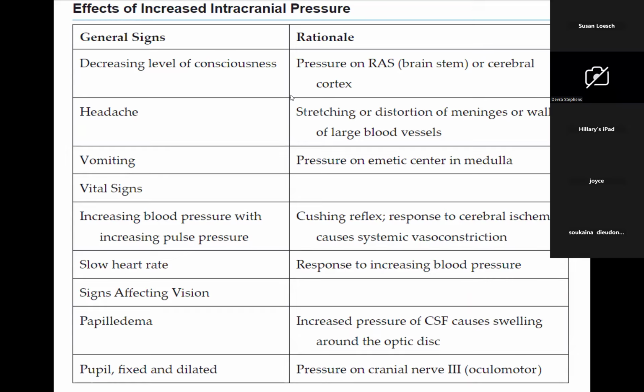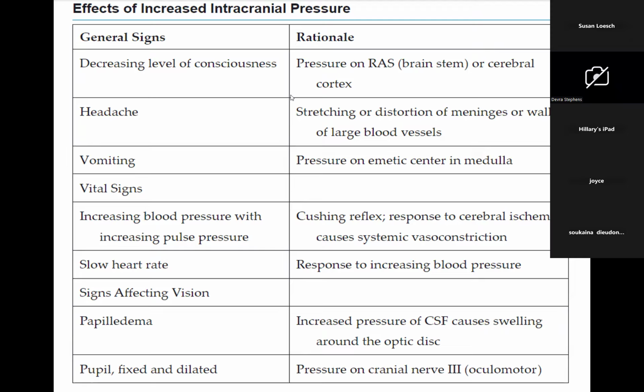Now, because of the increase in the blood pressure, we're going to have a slow heart rate. And that's how you're going to have to read the question. So when it tells you signs of increased cranial pressure, you need to know we have an increase in the blood pressure, an increase in the pulse pressure, and a slow heart rate because of that increasing blood pressure. It's also going to affect the person's vision.